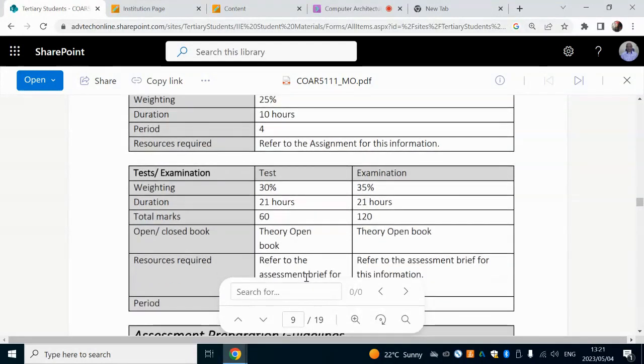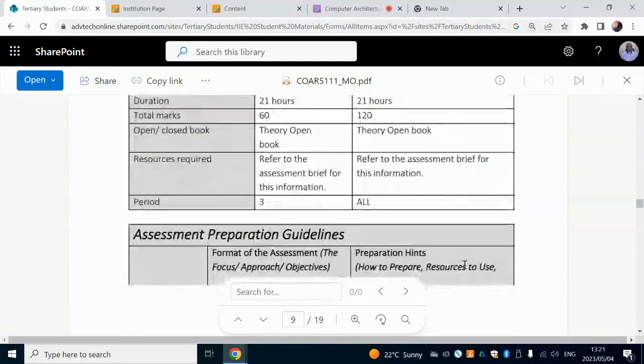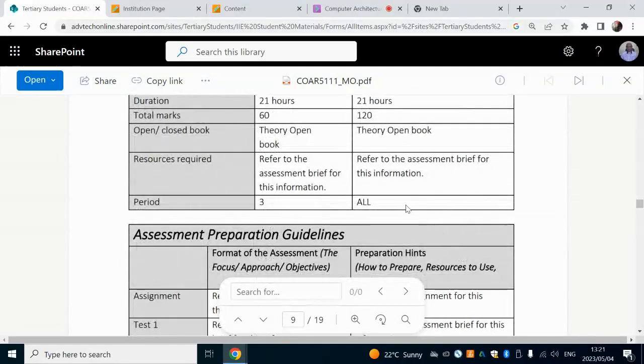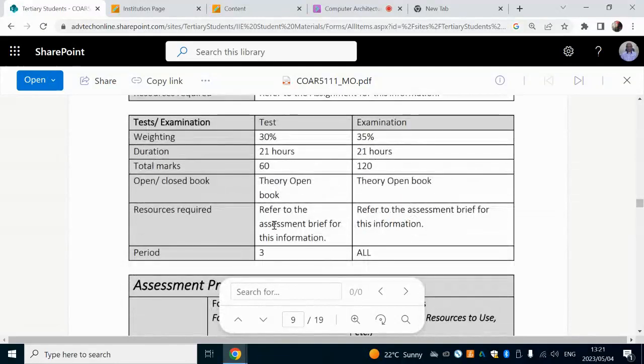Test counts 30%. And what does it say? It's out of 60 marks. It's an open book, that means take-home assessment. You get it at 7 o'clock in the morning. You need to submit it by 9 p.m. at night.